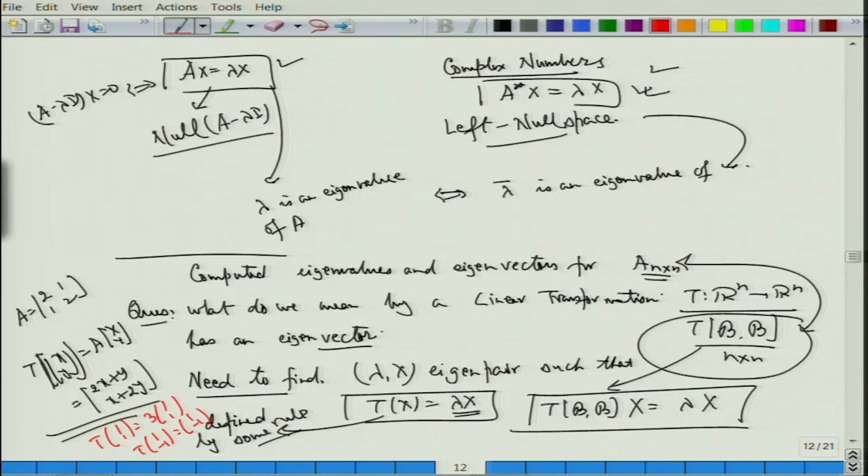So, the idea is that when I want to go to linear transformations from Rn to Rn and I want eigenvalues and eigenvectors of this, then I am supposed to look at T of B for some ordered basis B, get a matrix out of it and then proceed. Is that okay? So, that is all for now. We will look at things in the next class.